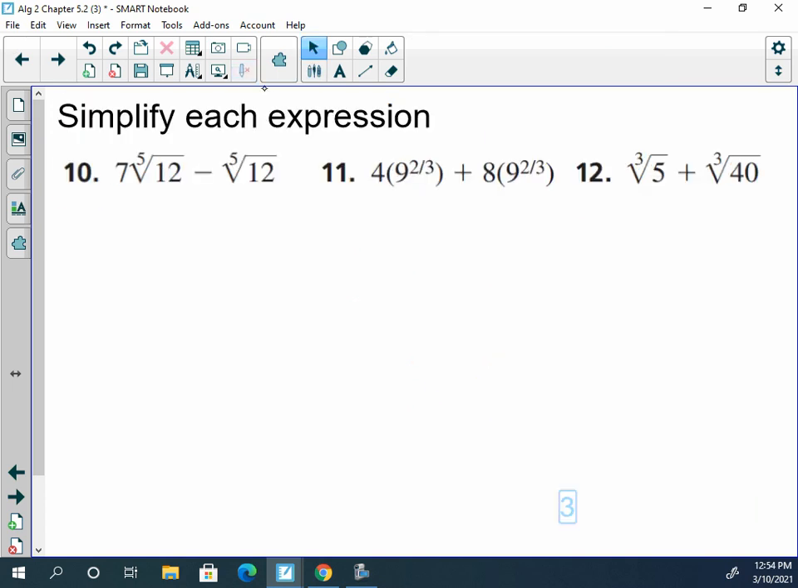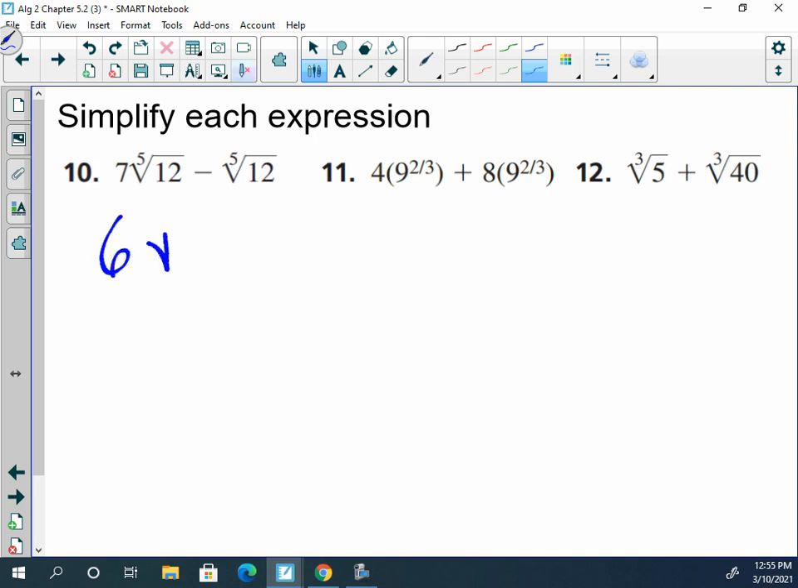All right. Look at the next page. 7 times the 5th root of 12 minus the 5th root of 12. So here, are the radicals the same? Okay, so let's go on and subtract. 7 minus 1 is 6. So 6 times the 5th root of 12. And that's it. Because they are the same, we can go on and add or subtract.